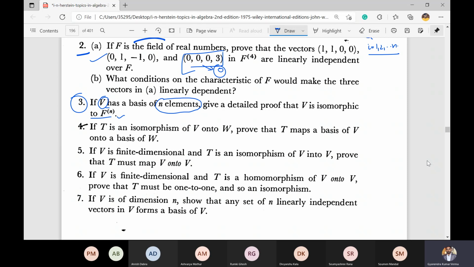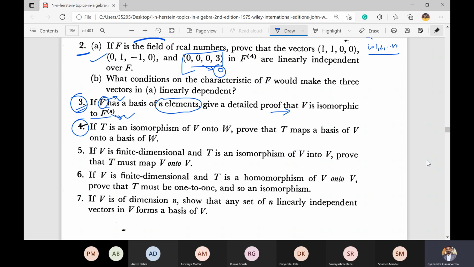Actually, it is asking about that proof, that if two vector spaces have the same dimension, they are isomorphic. So if I take a basis element of this and this, and map basis elements from here to here in one-to-one correspondence, then they define a linear transform or homomorphism, and they become isomorphic. Okay. What about question number 4?